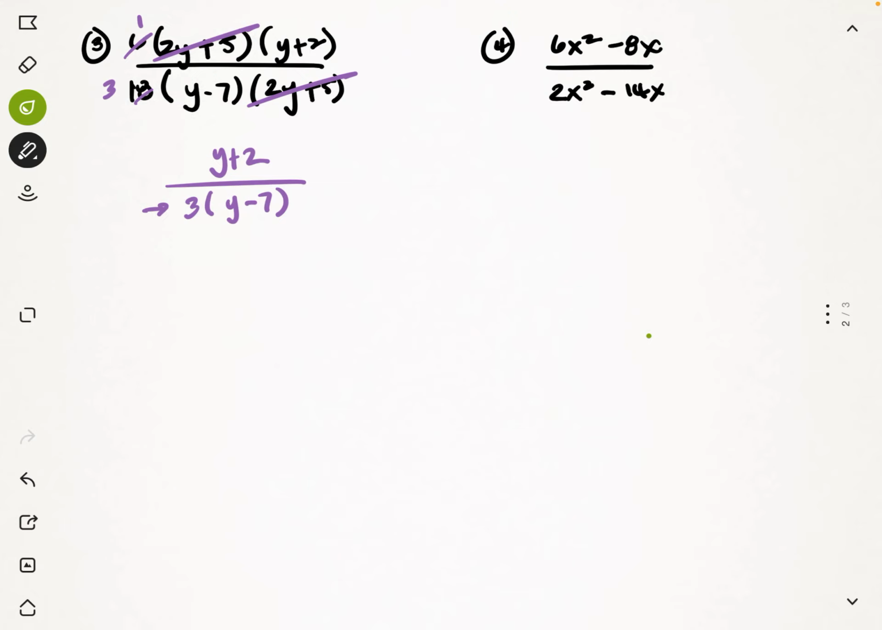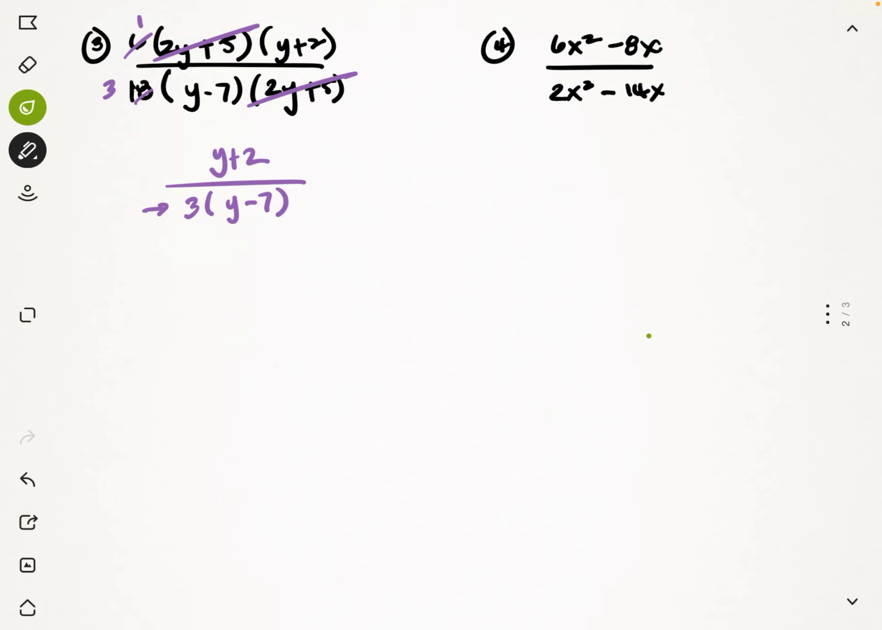So when we have cases where we don't have a constant, right? We have 6x squared minus 8x, 2x squared minus 14x. Each of these terms has the variable x in it. So there's no constants because there's no numbers without variables. So for these ones, all we're looking for is the greatest common factor for the numerator and denominator.